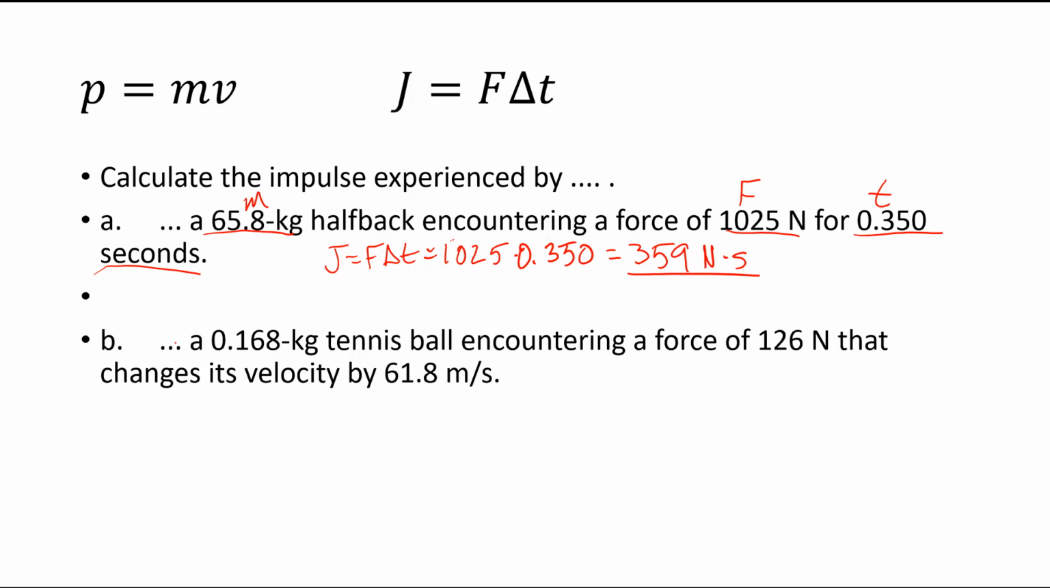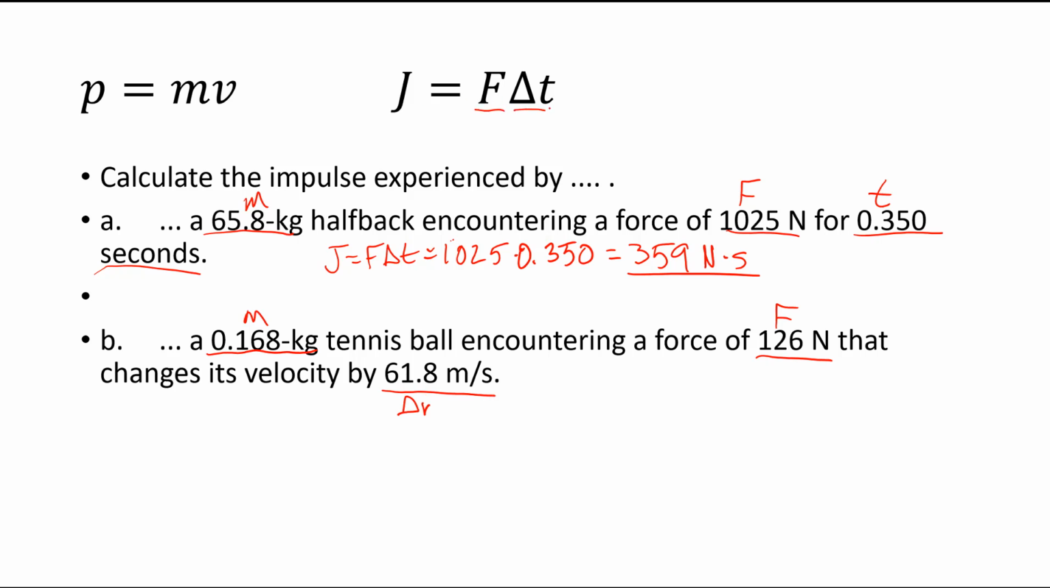Okay, let's try part B. Calculate the impulse experienced by a 0.168 kilogram tennis ball encountering a force of 126 newtons that changes its velocity by 61.8 meters per second. Pause and solve that one. Okay, let's solve it. Here's the mass of the ball, here's the force applied to the ball, and here's the change in velocity. How do we calculate impulse?